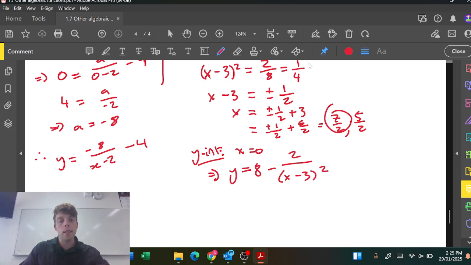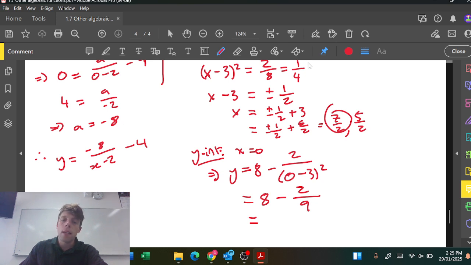Okay, and I'm making x equal to 0. So in fact, I'm going to write this as 0 minus 3 squared. All right, and now we just solve. So this is going to be equal to 8 minus 2 over 3 squared. Negative 3 squared is just equal to 9. So that's going to come out as 8.